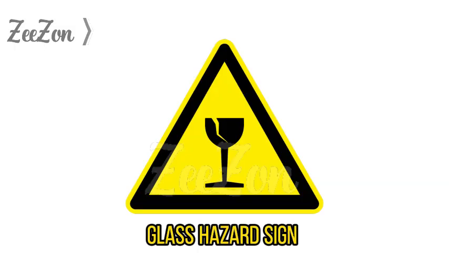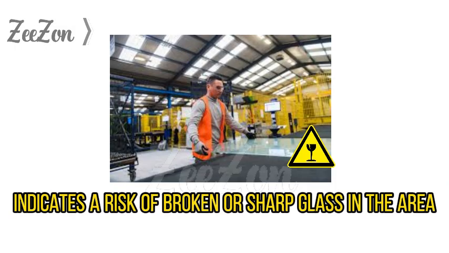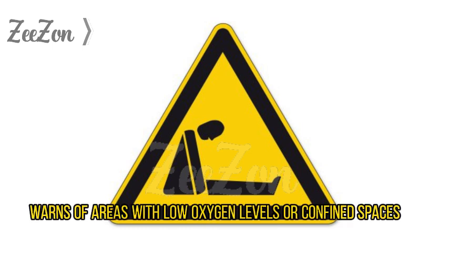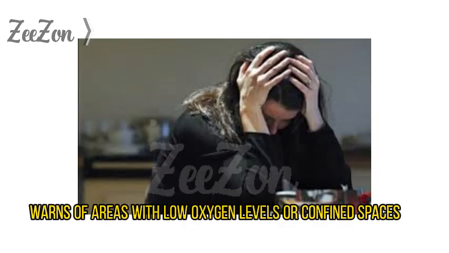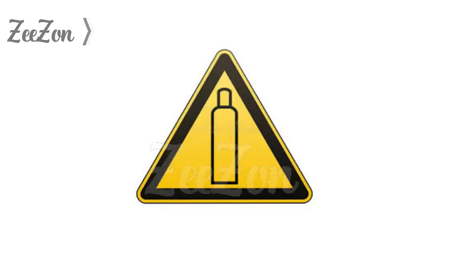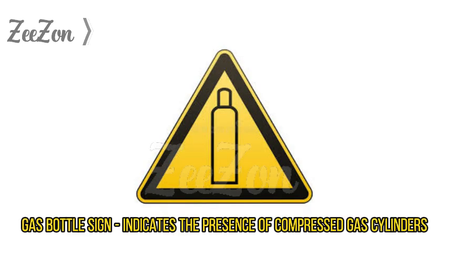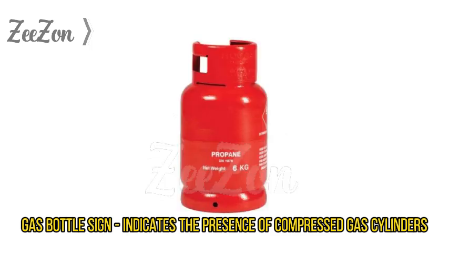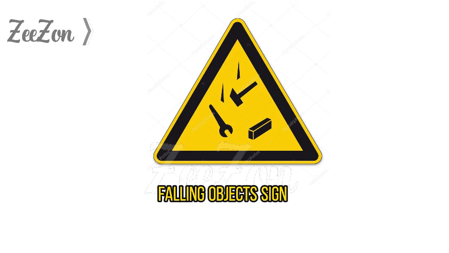Glass hazard sign indicates a risk of broken or sharp glass in the area. Suffocation sign warns of areas with low oxygen levels or confined spaces. Gas bottle sign indicates the presence of compressed gas cylinders. Falling object sign warns of the risk of objects falling from above.